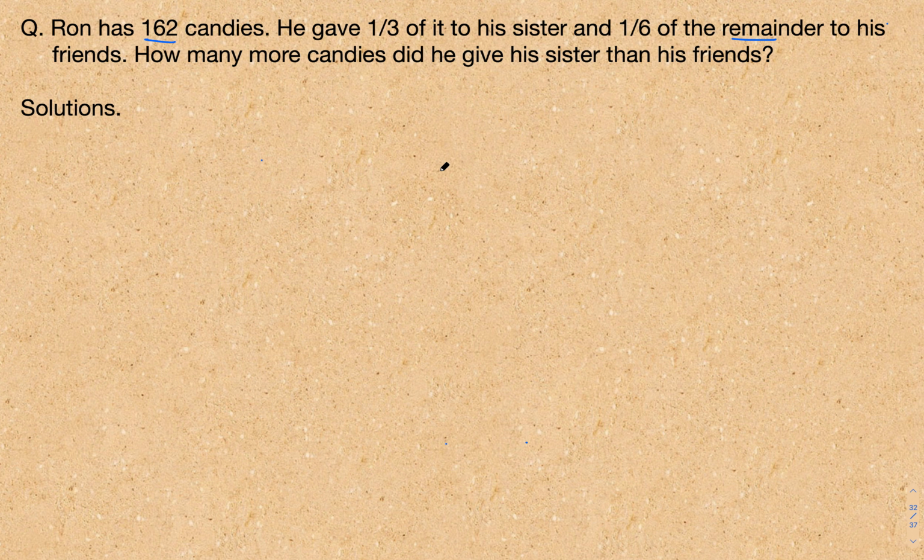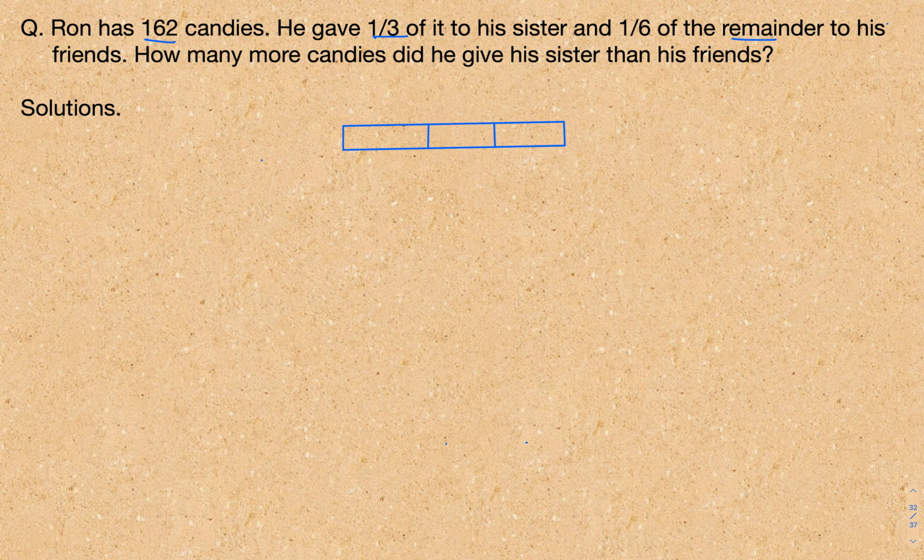Okay, so let's start. Let's quickly draw a model for this. Let's say this is going to represent the total number of candies Ron is having. Since he gave 1 by 3 of it to his sister, at first we should divide it into 3 equal parts so that one part we can give to his sister, right? So let's divide it into 3 equal parts.